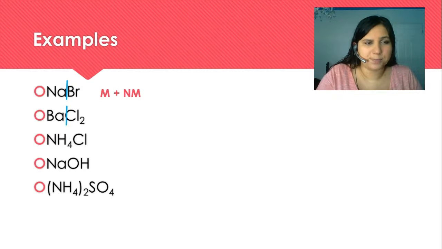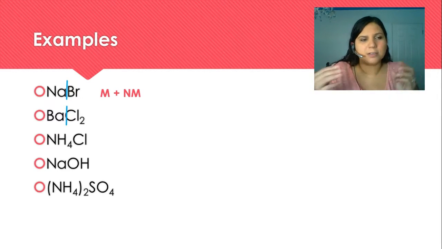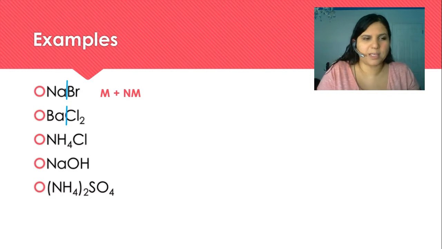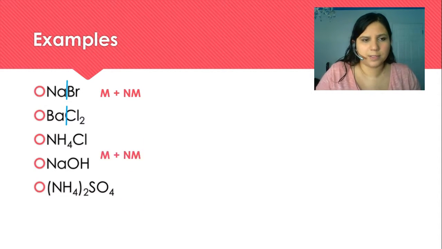Next, I have BaCl2. Now be careful that you remember that elements begin with a capital letter. And so that lowercase letter belongs to the capital letter B. It's not boron here, it's barium. And so barium's our metal. Chlorine, even though I have 2 of them, it's just a nonmetal. So this is a metal-nonmetal combination.